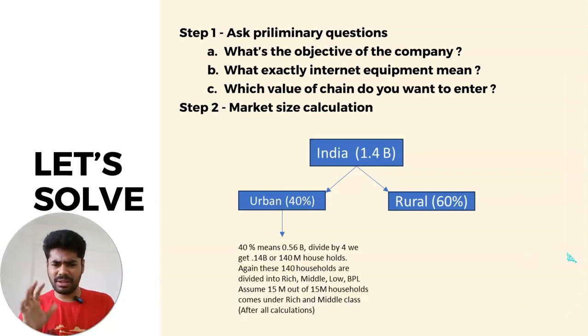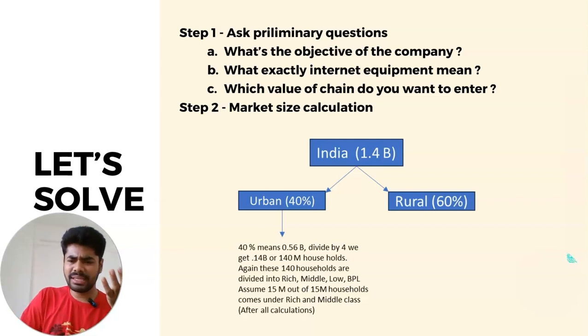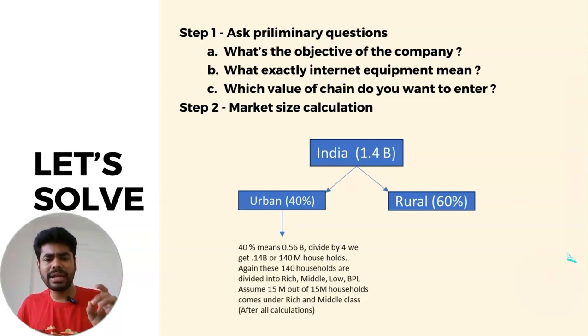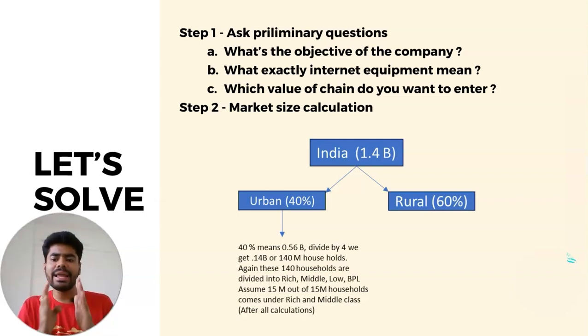After all these calculations, let's say every rich household has one router per home, and among middle class people, 1 out of 3 households has a Wi-Fi router. Performing the necessary calculations, we get a value of, assume, 15 million households at the end. I am going to explain the calculations clearly in the guesstimate episode. Don't worry, but I am giving you a clear idea here.